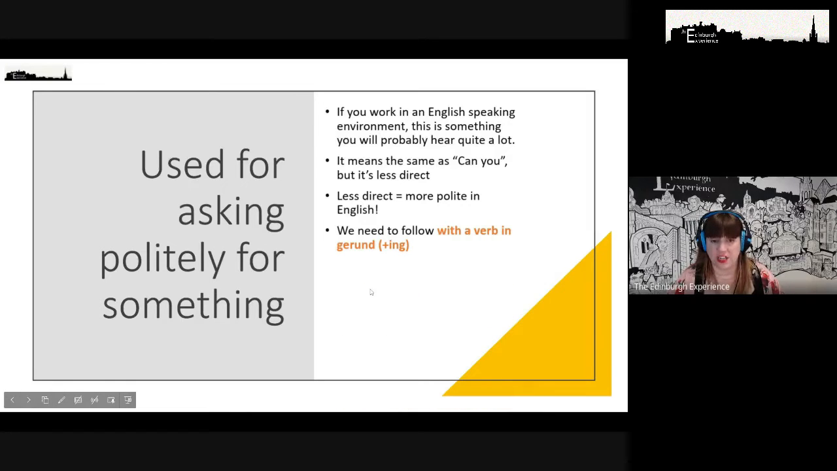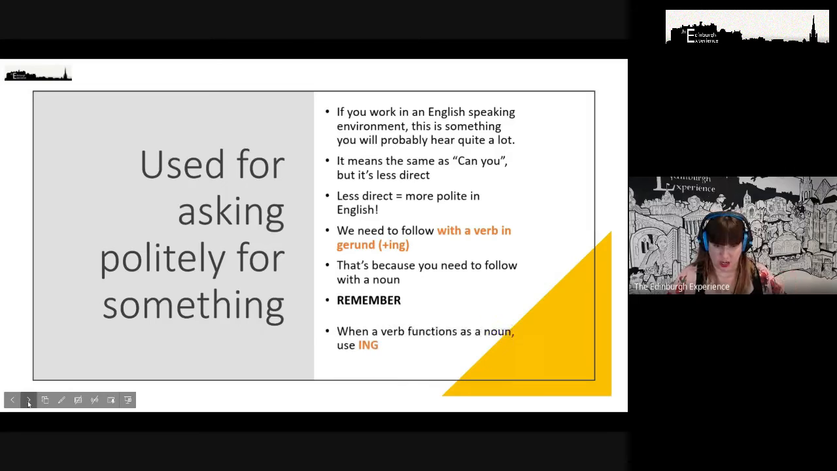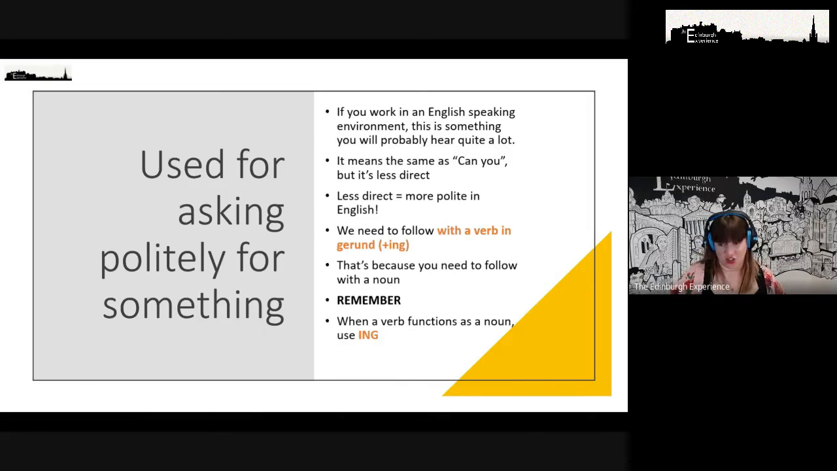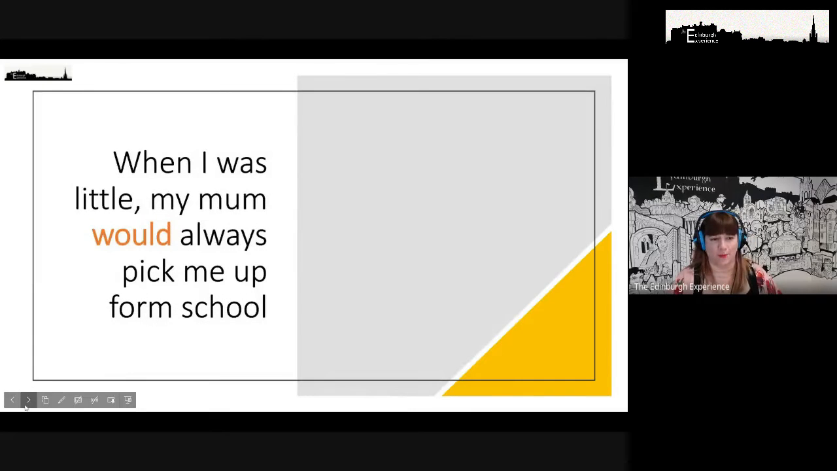In terms of the structure, guys, we need to follow this with a verb in the gerund, okay? So would you mind helping me? Would you mind buying this? Would you mind calling her? And the reason for that, if you remember, is because we have to follow this with a noun. We need to ask for something, okay? So remember, as a general rule, when a verb functions as a noun, we're going to use ing. Okay, if you want some more information on that, check out our previous video on gerunds and infinitives. I go into that in a lot more detail.